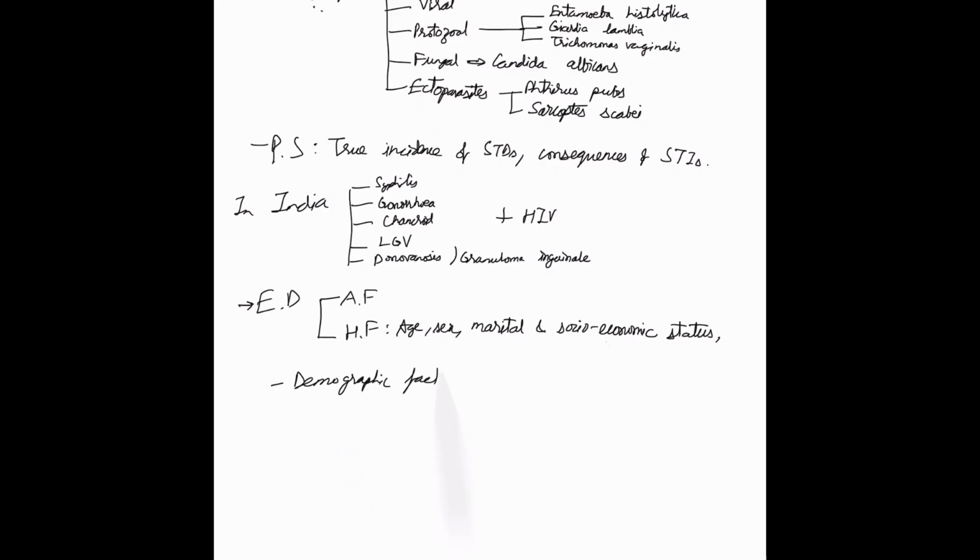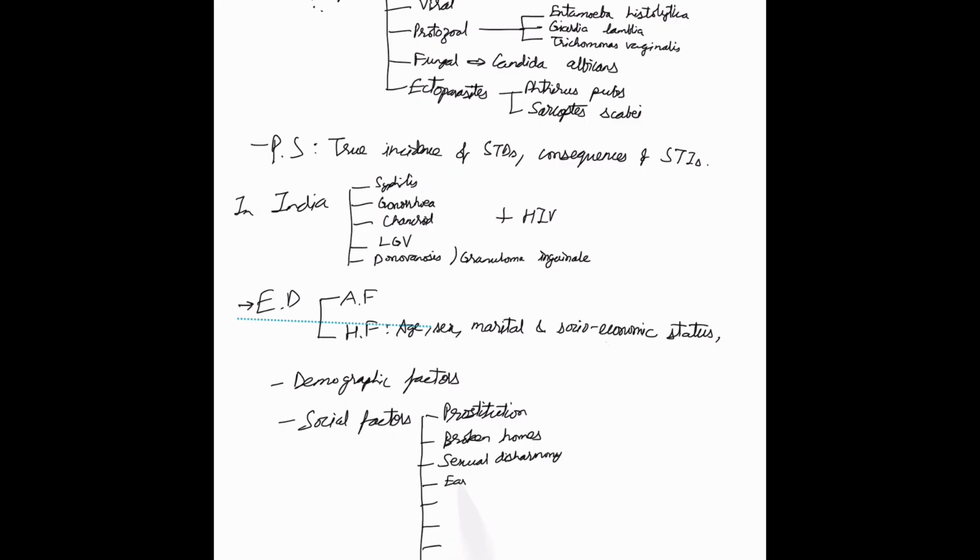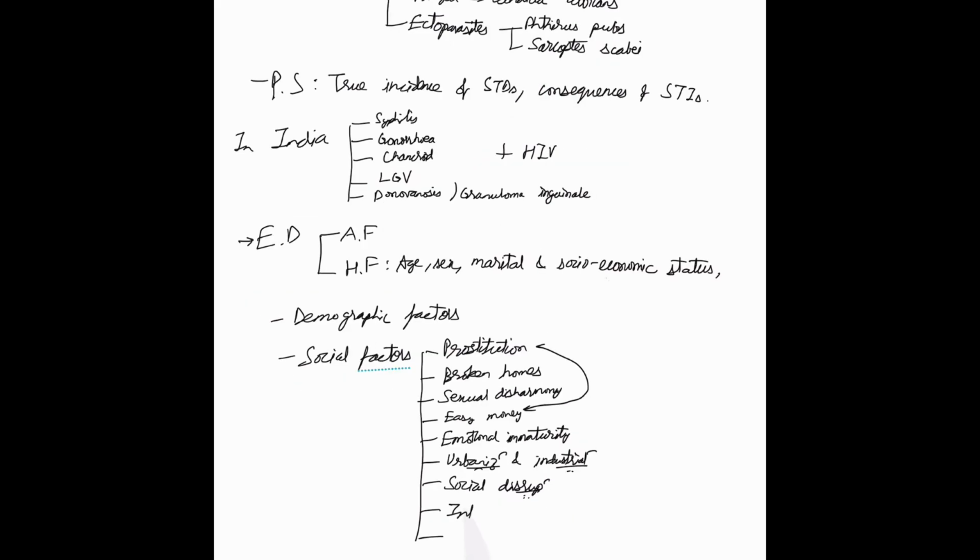Under epidemiological determinants, we need to know the agent factors and the host factors, including age, sex, marital, and socioeconomic status. We also have demographic factors and other social factors like prostitution, broken homes, sexual disharmony, easy money, which goes hand in hand with prostitution, emotional immaturity, urbanization and industrialization, social disruption, international travel, changing behavioral patterns, social stigma, and alcoholism.